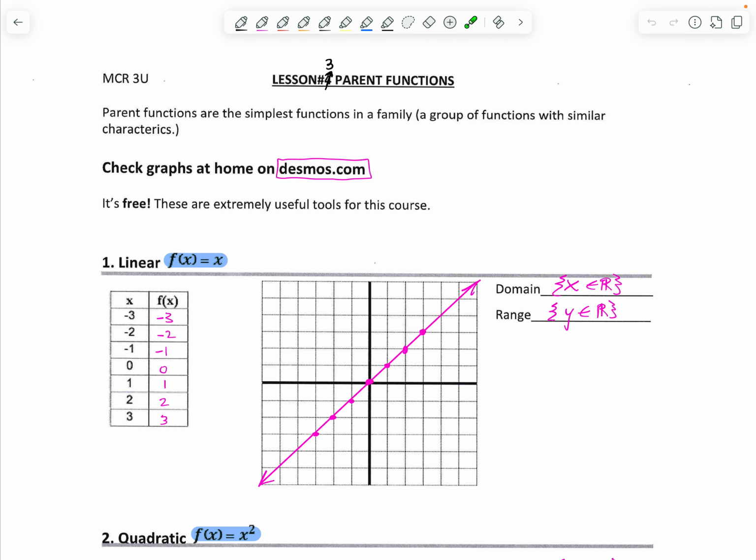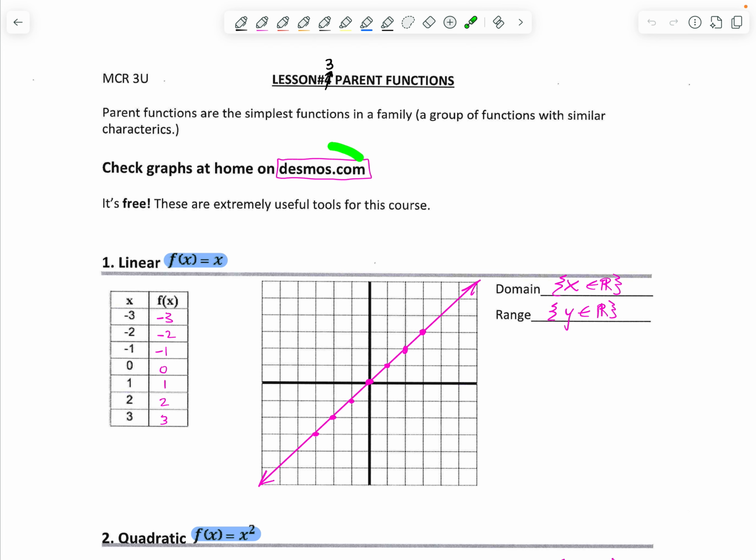This time we're talking about parent functions, so lesson 3 on parent functions. I want you to realize that parent functions are the simplest functions in a family. So if we take a parent function, it's the most basic type of function within a whole group of functions with similar characteristics, okay? So we're going to look at quite a few of them. And these are the core functions that we want to study in MCR3U, okay?